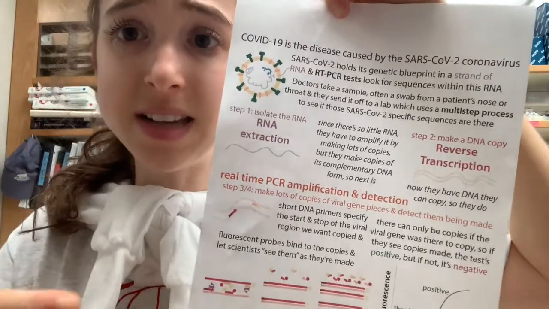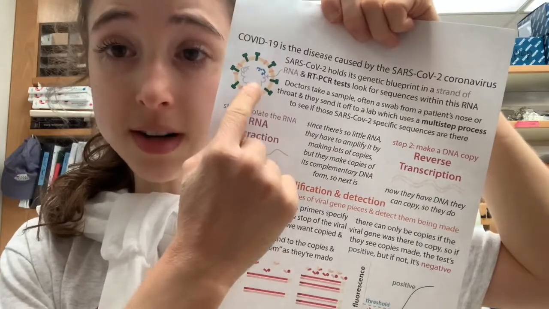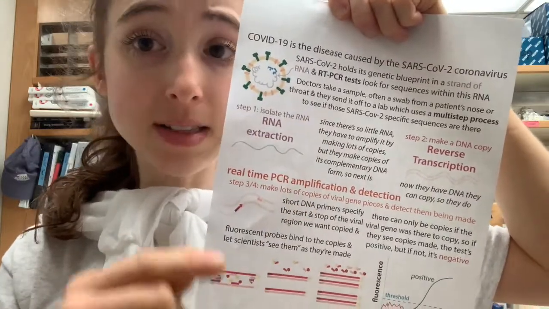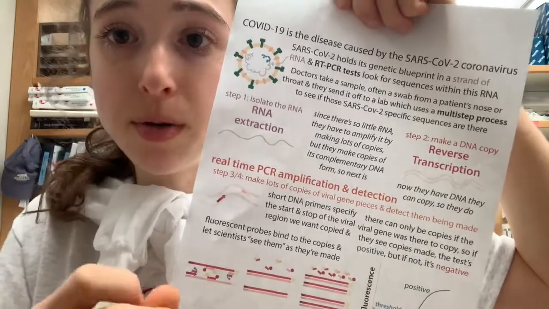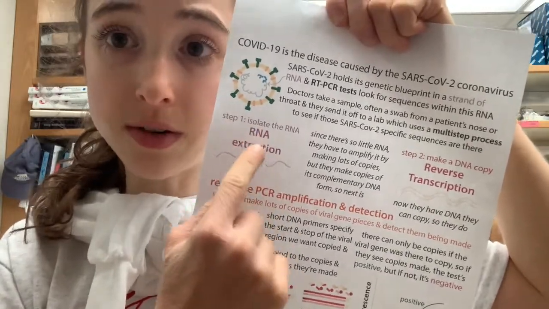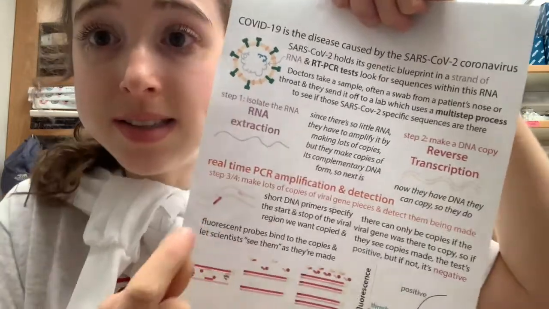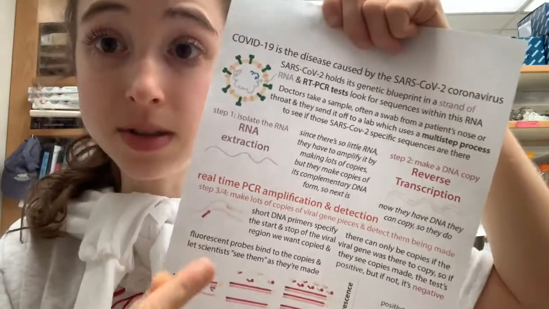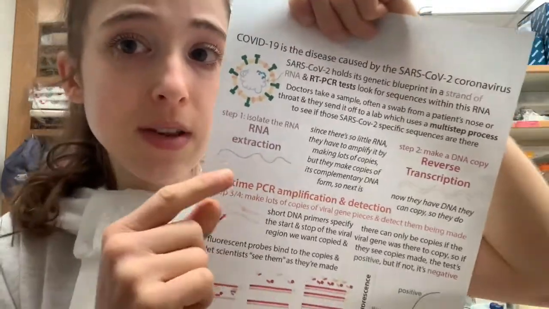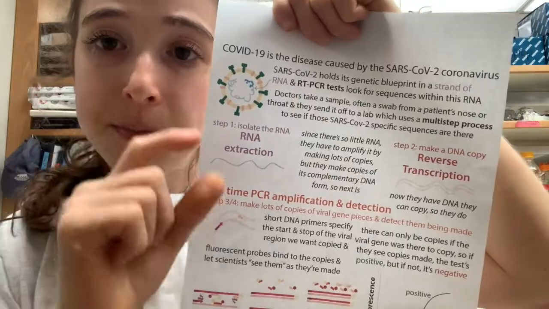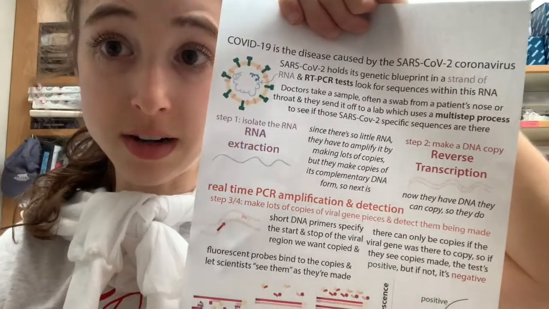But the basic idea is that the virus has its genetic information in this strand of RNA. When the virus infects a person, it gets the person to make more and more of the virus, which means that the person will make more and more of this viral RNA. And if we can detect that viral RNA, then we can say that the virus is in that person. But this is difficult because even though it might seem like there's a ton of virus, the amount of viral RNA is still tiny compared to all of our RNA.